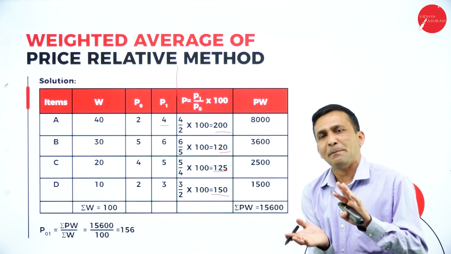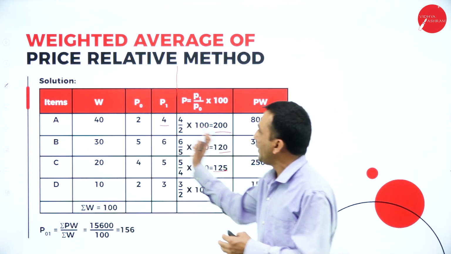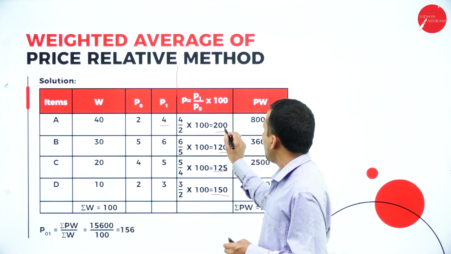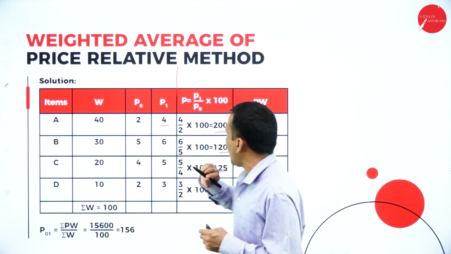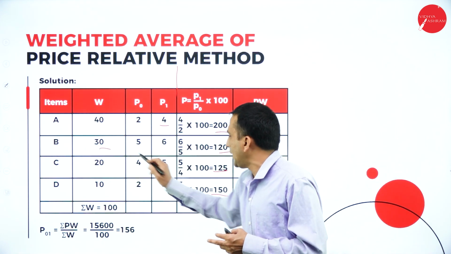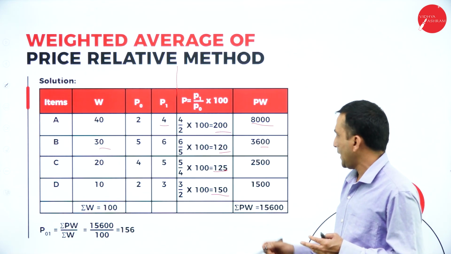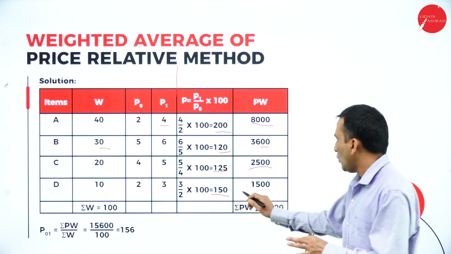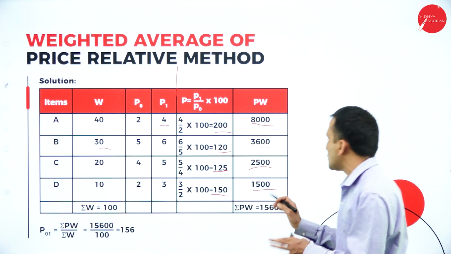Once you get the price relative, you immediately multiply it by the respective weight. The first P we get is 200, and the weight is 40, so if you multiply you get 8,000. The second, 120 into 30, gives 3,600. Again, 125 into 20 gives 2,500. And 150 into 10 gives 1,500.